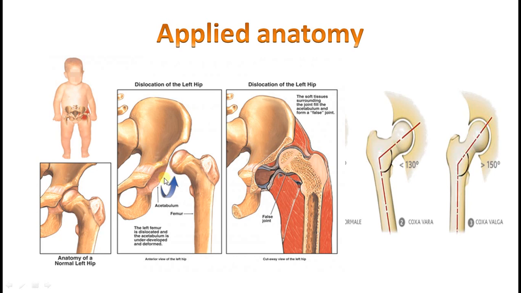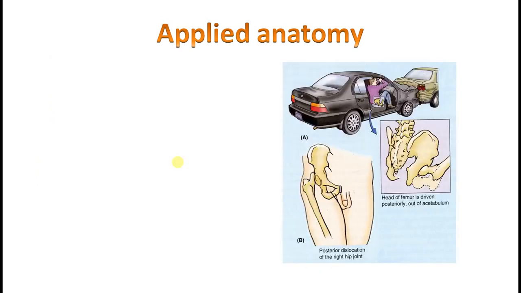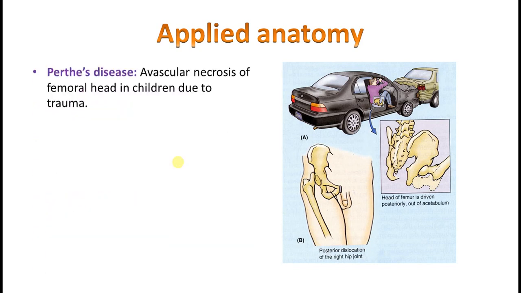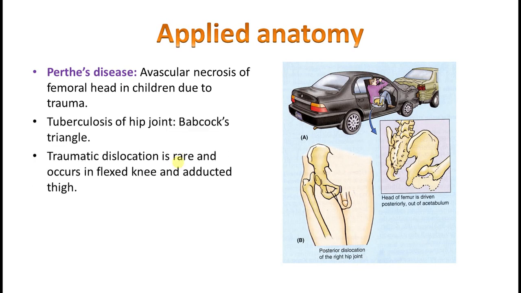It is due to the non-development of the posterior superior part of the acetabulum. So thereby there is a dislocation of the femur posteriorly. Apart from the congenital dislocation, traumatic dislocation is not very common. In traumatic dislocation, it is very rare and occurs in a flexed knee and adducted thigh.